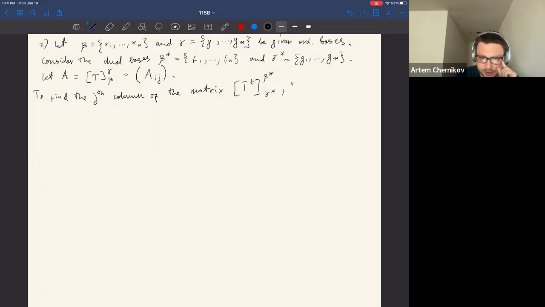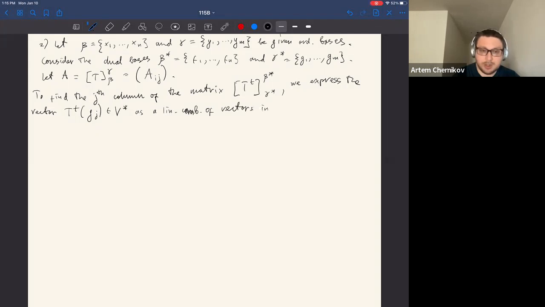So to find the jth column of this matrix, we first express the vector corresponding to T^T evaluated on g_j, where g_j is the corresponding element of the basis. This is an element of the dual vector space V star. We can write it as a linear combination of vectors in the basis beta star. Since T^T of g_j is some vector in V star, and beta star is a basis, it should be possible to write it as a linear combination. Moreover, we want to use the properties of dual bases. So we know by the theorem proved last time, theorem 2.24, which provides us an explicit way to write a vector using the dual basis.